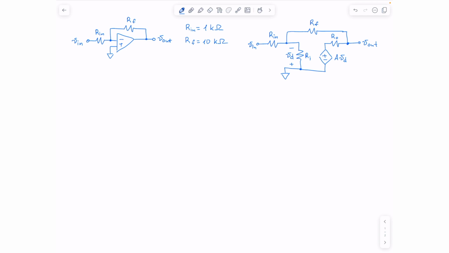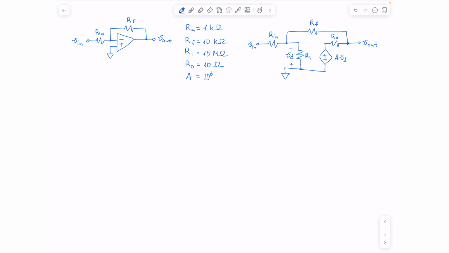In this circuit, Ri is input resistance of op-amp, which is usually very huge, say 10 mega ohms. The output resistance Ro, which is very small, say 10 ohms, and the open loop voltage gain A, which is also huge, say 10 to the power of 6.